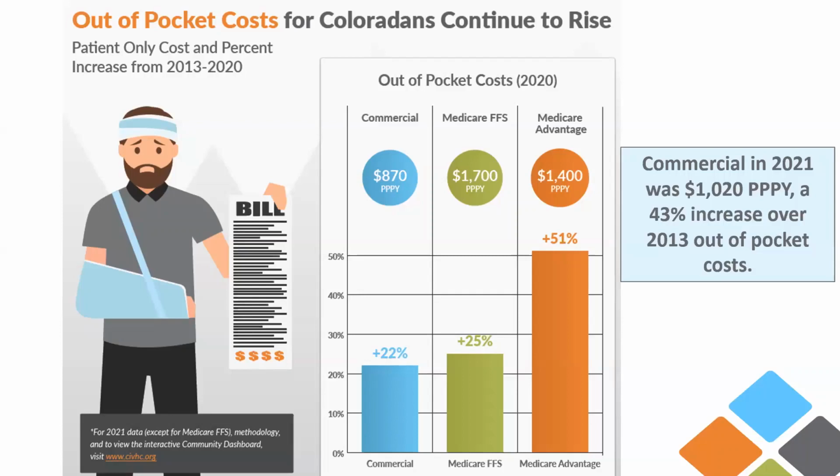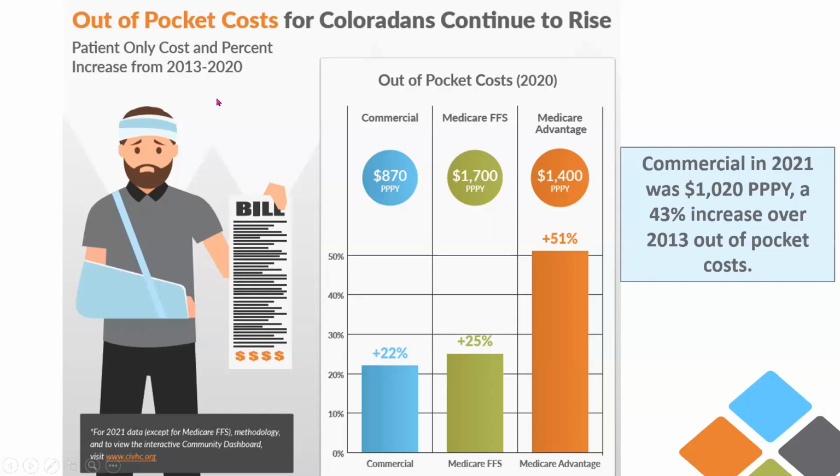But the payments that people are having to pay out of pocket have really risen as well. I looked at commercial and Medicare fee-for-service and Medicare Advantage here, because a lot of Medicaid out-of-pocket costs are very low, if nothing. Commercial costs from 2013 to 2020 rose 22%. So folks are paying on average $870 per person out of pocket. For Medicare, that jumped up 25% to $1,700 on average per person per year, and Medicare Advantage went up 51% to $1,400 per person per year.